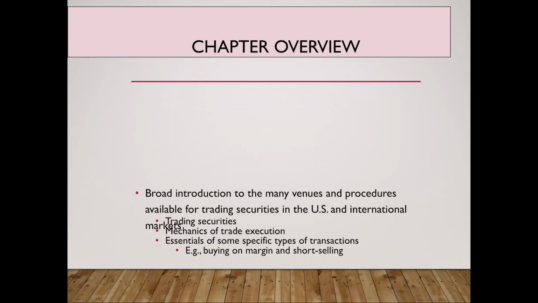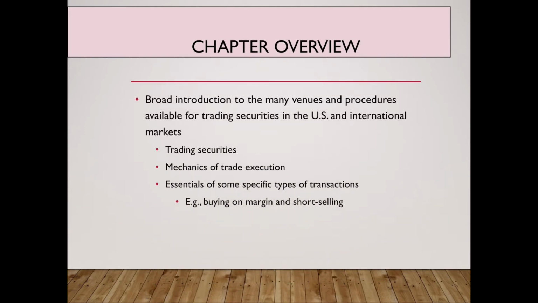In this chapter, I will provide a broad introduction to the many venues, so the many locations and procedures available for trading securities, both stocks and bonds, but primarily stocks, in the United States and international markets. So we will be discussing trading securities, so the types of markets, the different types of orders, etc. We will be discussing the mechanics of trade execution, and we will also be discussing the essentials of some specific types of transactions, including buying on margin and short selling.